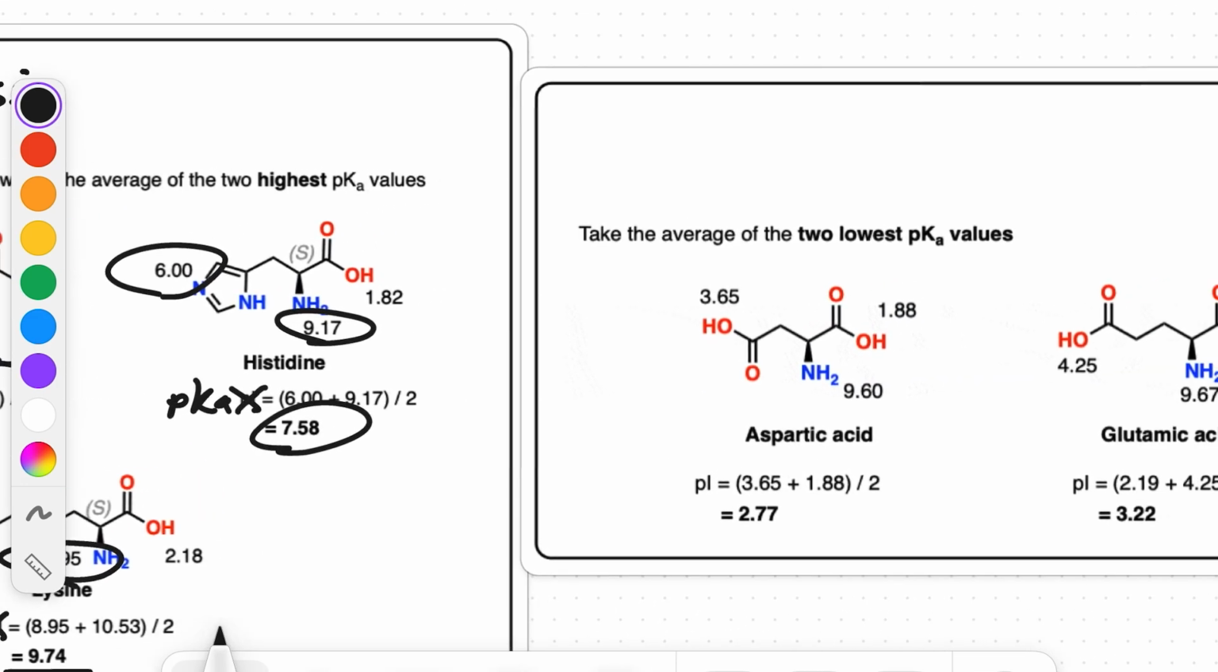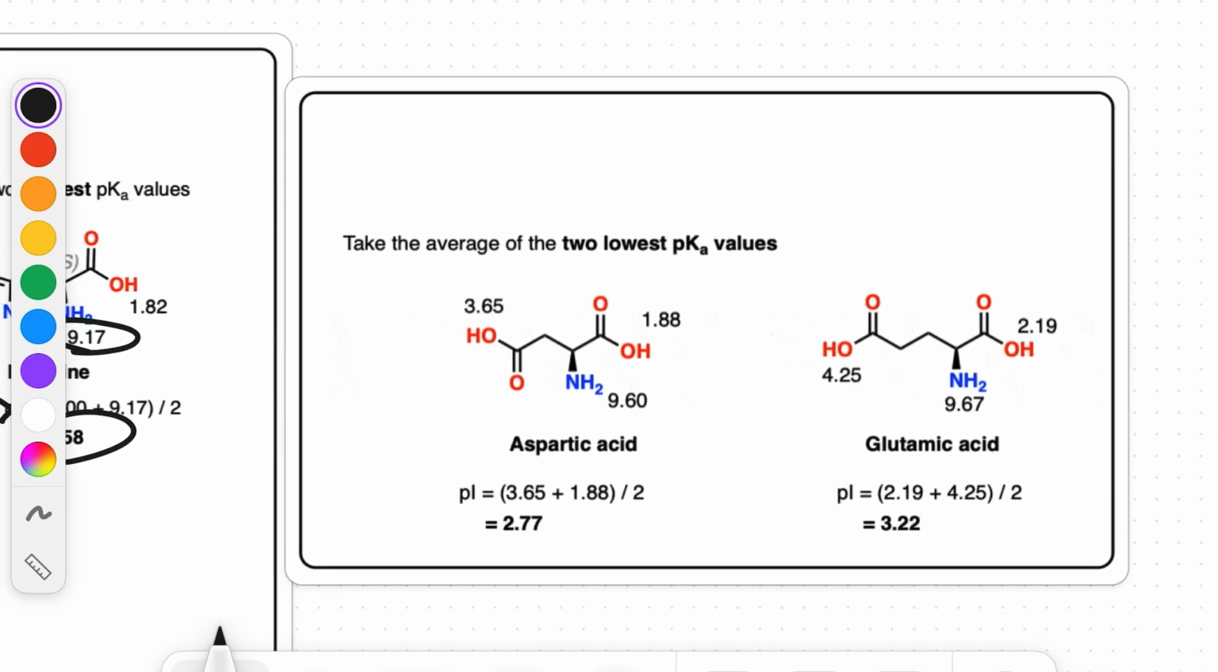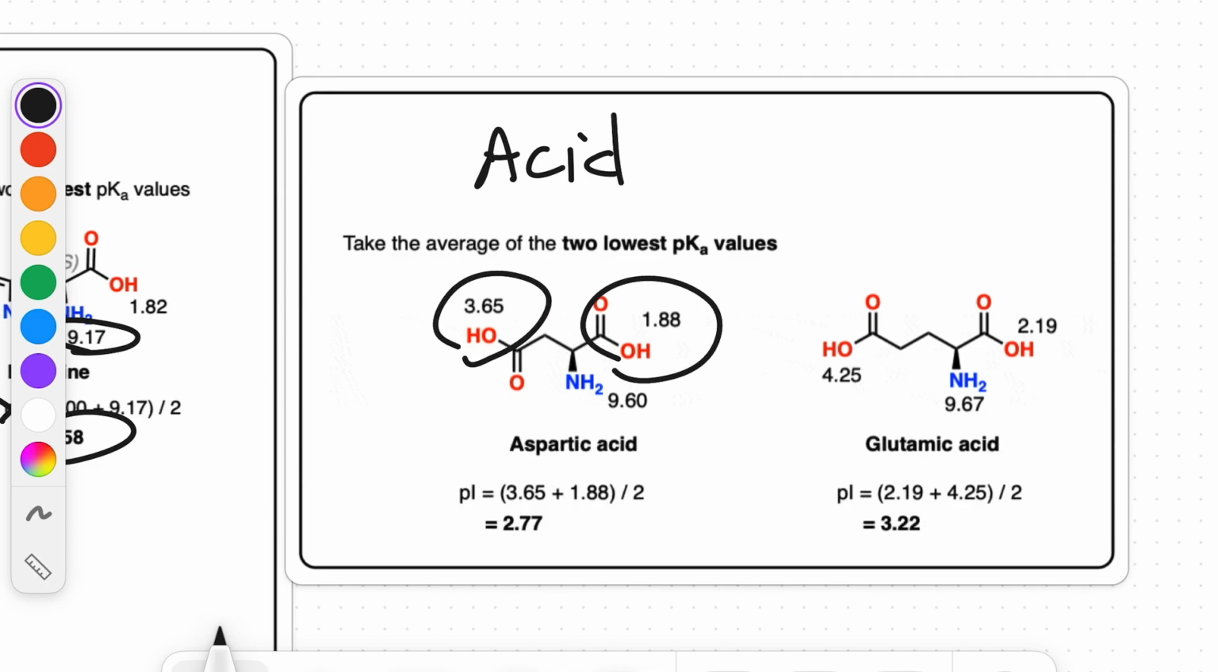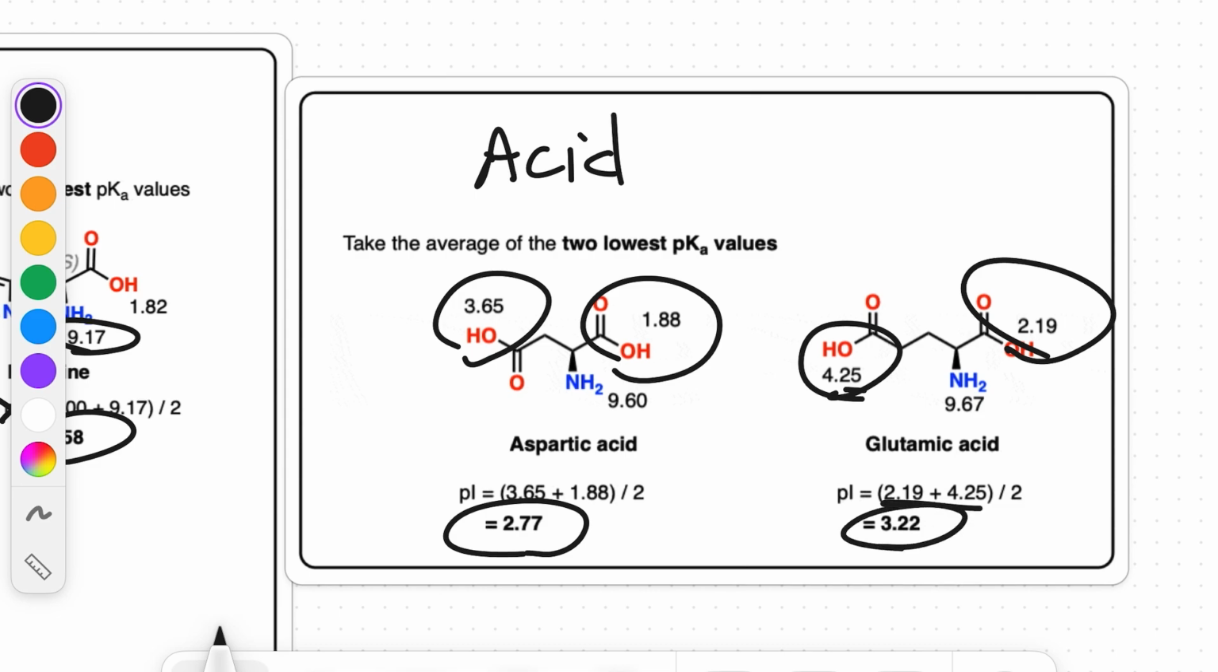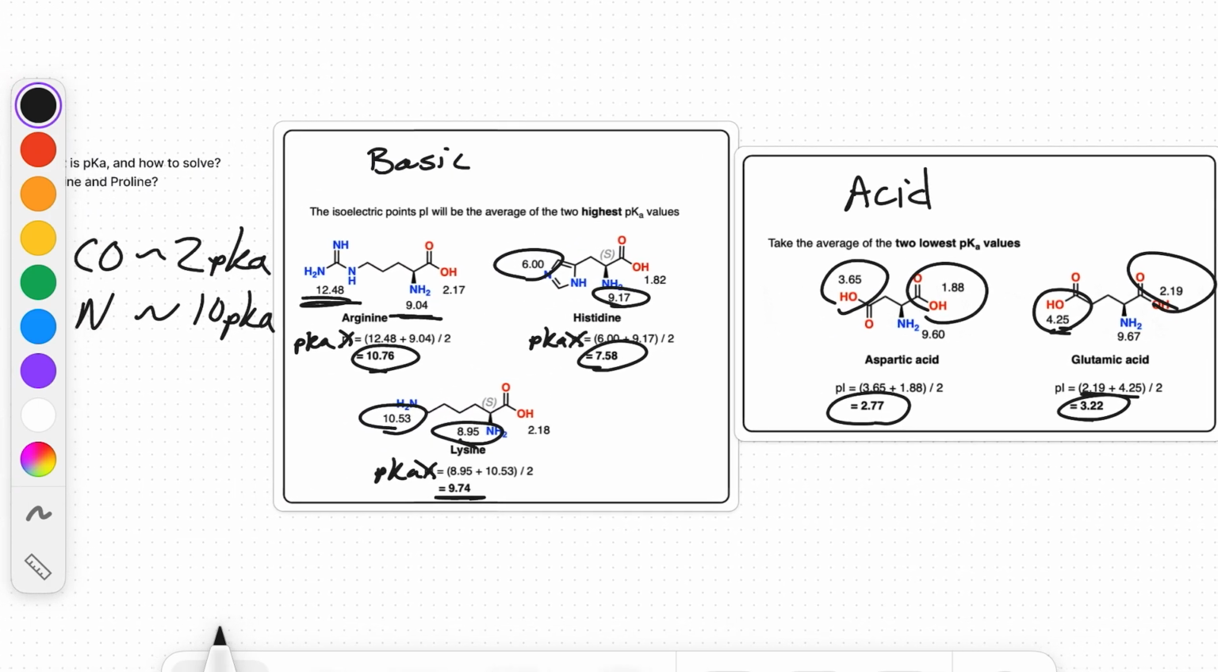And now we're going to do an example of acidic, which you probably guessed. We're taking the two most acidic groups and averaging them. So the carboxylic acid on the backbone, add it to the side chain pKa, which in this case is acidic because it's aspartic acid, average them, 2.7. Backbone, side chain, add them, divide by 2, 3.2. Okay, so that's how we solve for the pKa if we ever need to.